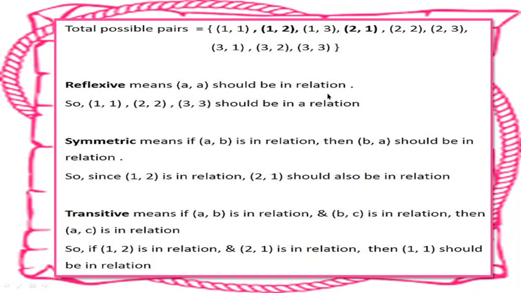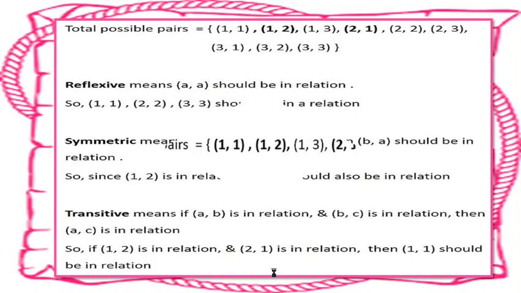Reflexive means (a, a) should be in the relation. So (1, 1), (2, 2), (3, 3) should be in the relation. Symmetric means if (a, b) is in the relation, its swapped pair should also be in the relation. So if we have (1, 2), we should have (2, 1) also in the relation. And transitive means if (a, b) is in the relation and (b, c) is also in the relation, then (a, c) should be in the relation. So if we have (1, 2) and (2, 1) in the relation, we should have (1, 1) also in the relation.